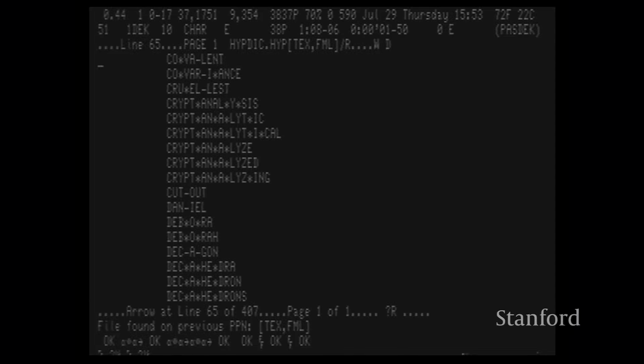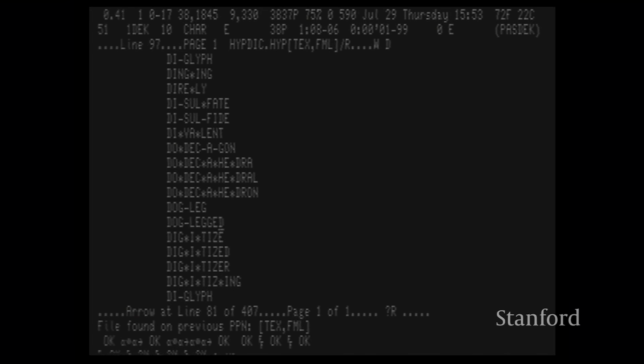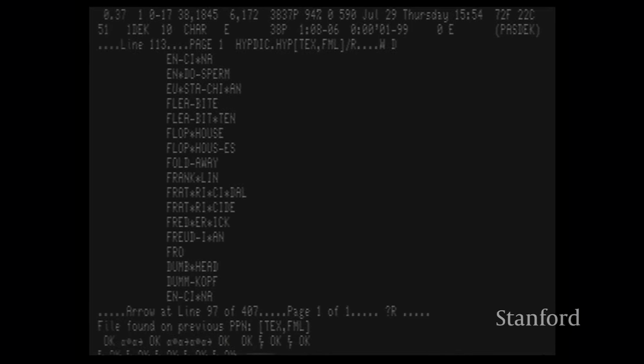Notice cryptanalysis. This is one that was hyphenated wrong in my article in Scientific American. I remember that one. It came out cryptanalyze or something like that. Okay. Digitize. The ones that we're kind of interested in. Actually, this list of exceptions included some things like dumbhead that were kind of interesting, and a surprising number of obscene words.